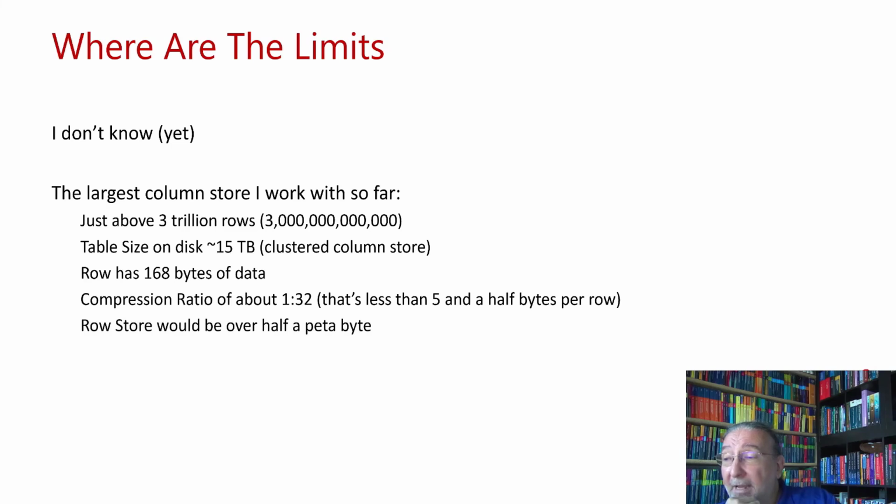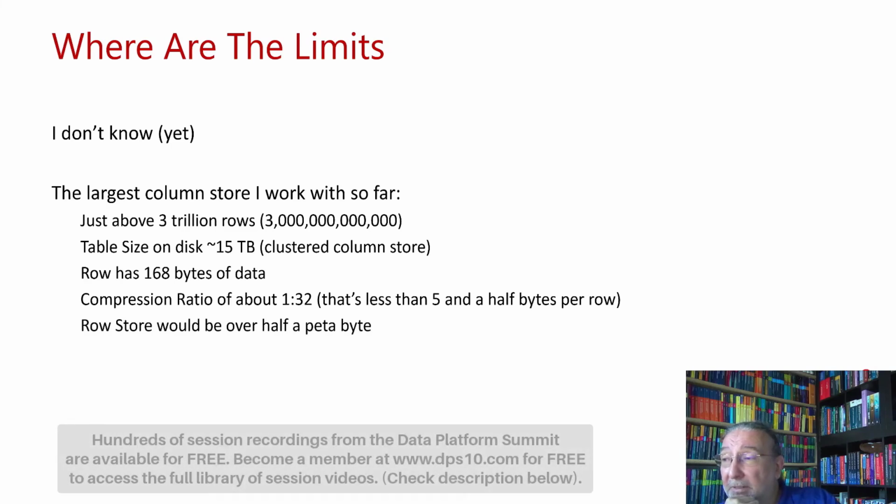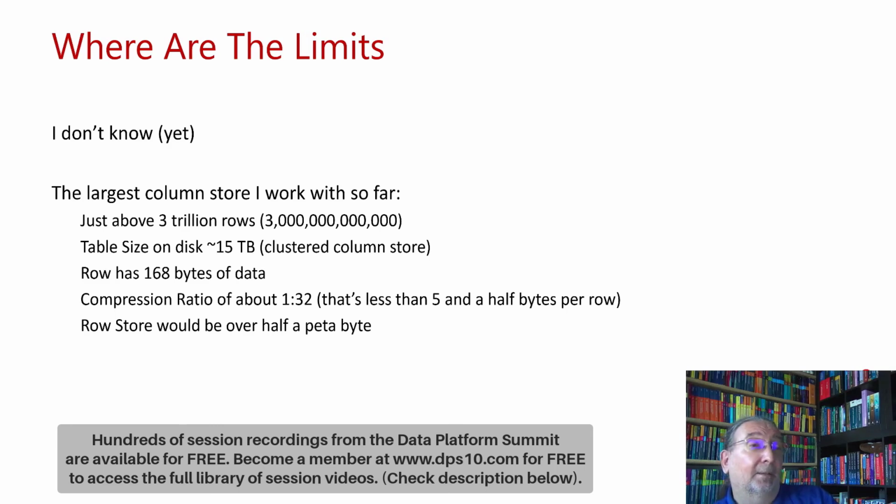If we would not have column store and do this in row store, instead of 15 terabytes, we would need half a petabyte. And that is amazing how this helps us store so much more data that we could not store without that. I don't even want to know how much this is in something like XML or JSON, but I would say probably multiple petabytes.